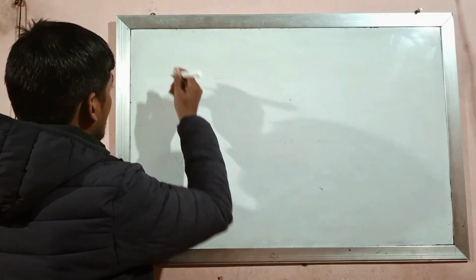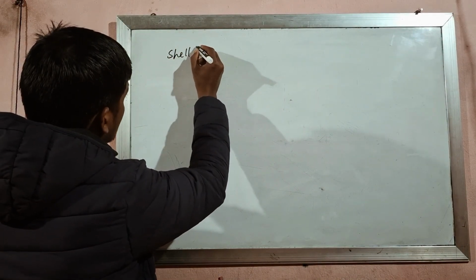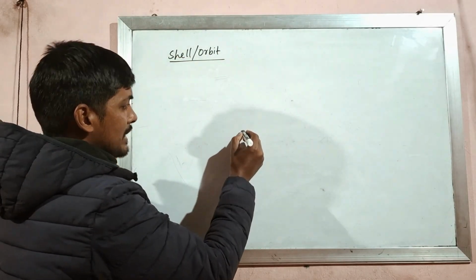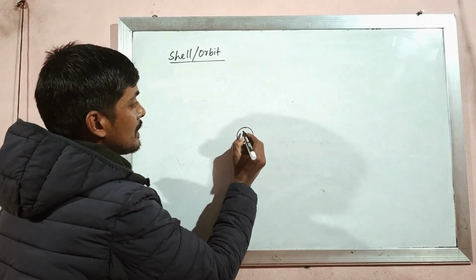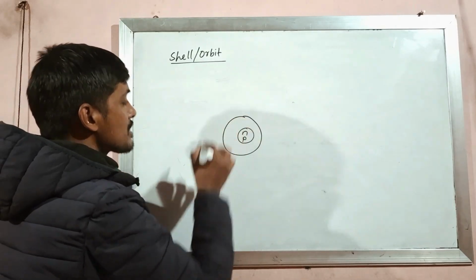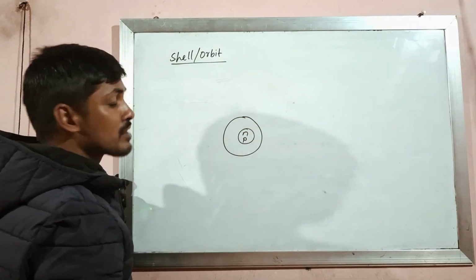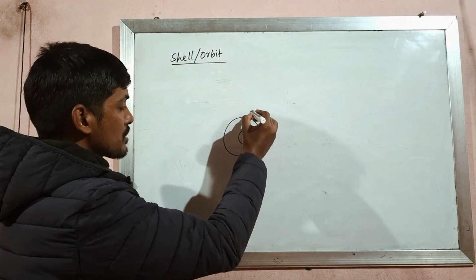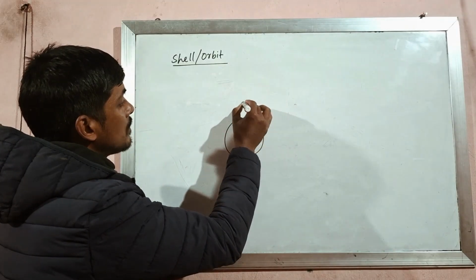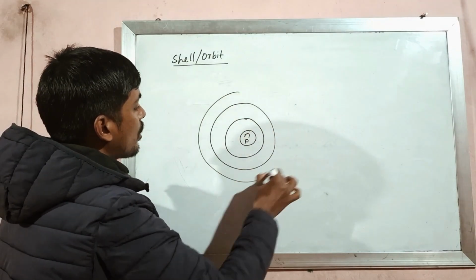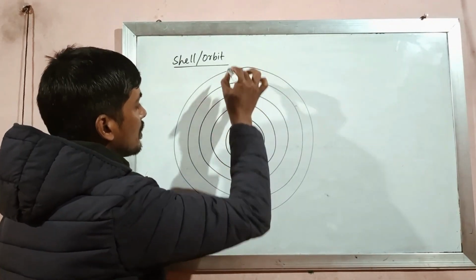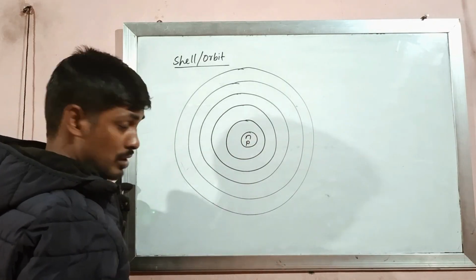So let us talk about the cell. Cell is also known as orbit. Suppose there is an atom where in the center of the atom there is a nucleus. And around that nucleus, there are certain fixed elliptical paths in which electrons revolve. Suppose this is the first cell, second cell, third cell, fourth cell, fifth cell, and there may be more than 5 cells also.